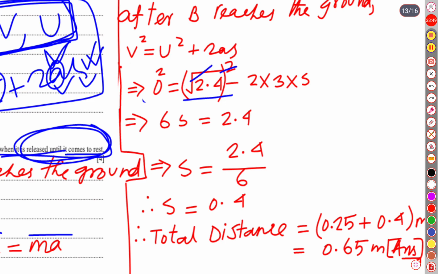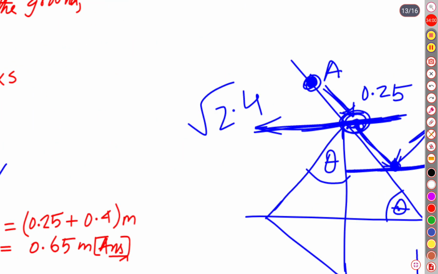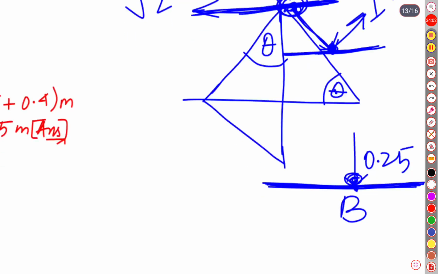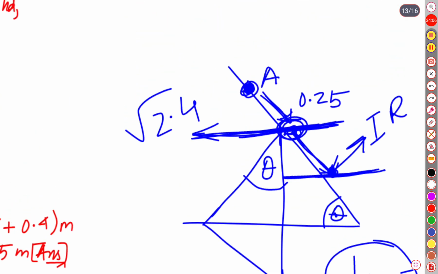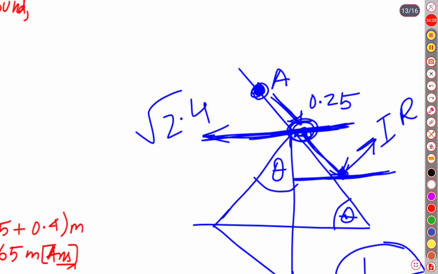Then s is equal to 0.4. So this is the distance traveled by A in the second phase. Already each of them has traveled this distance, which was common for both of them. Combined, each of them traveled this distance in the first phase, and in the second phase only A has traveled 0.4 meters.